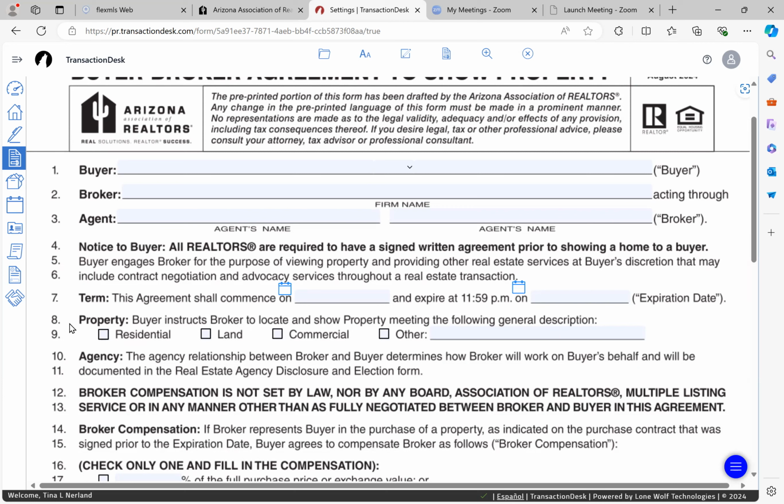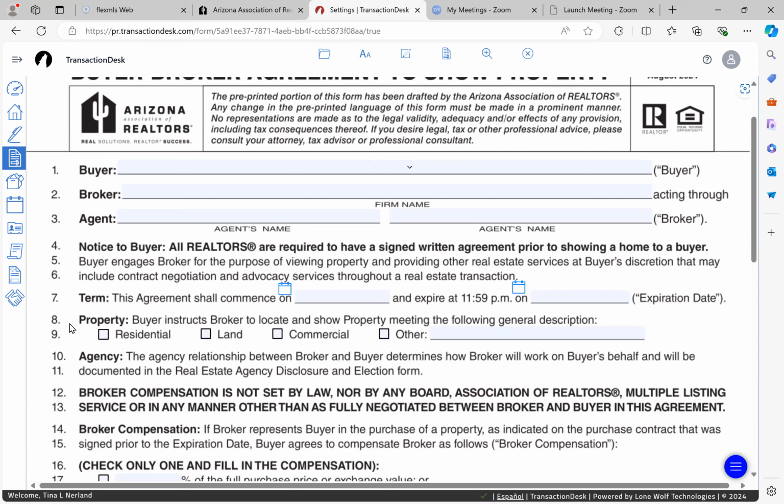The property: the buyer instructs broker to locate and show property meeting the following general description: residential, land, commercial, other. Agency: the agency relationship between broker and buyer determines how broker will work on buyer's behalf and will be documented in the real estate agency disclosure and election form. So you also want to get that form signed too. That form hasn't changed. It changed back in April, I don't remember when it changed. Maybe it was February. So that one hasn't changed.